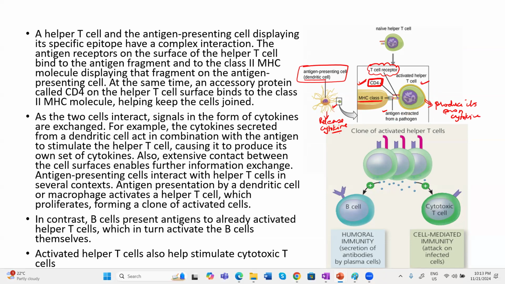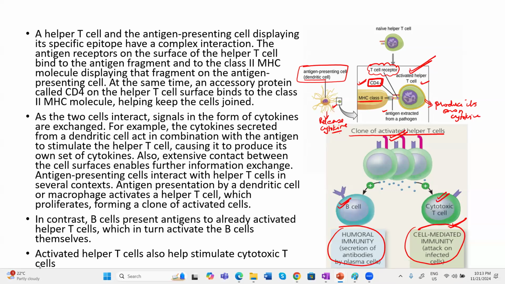And when the contact occurs between them, the T helper cell is activated. Once it is activated, it will go for cloning to form a large number of activated T helper cells. Now, this activated T helper cell can activate the cytotoxic T cell to start cell-mediated immunity, or it can activate the B cell to start humoral immunity.